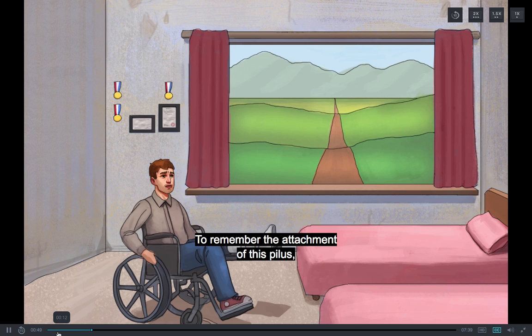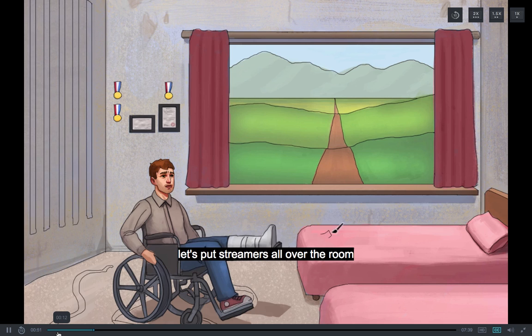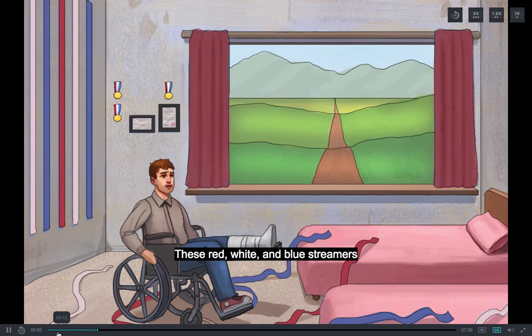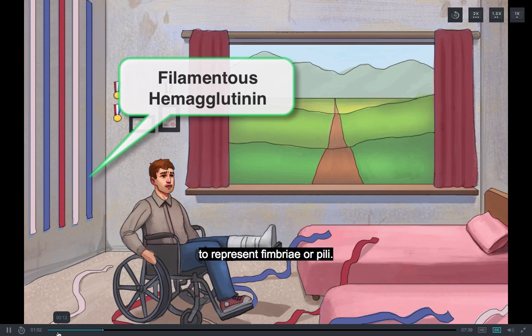To remember the attachment of this villus, let's put streamers all over the room at the board and care. These red, white, and blue streamers are definitely appropriate for its welcome home party, and streamers are a symbol we've used many times to represent fimbriae, or villi.